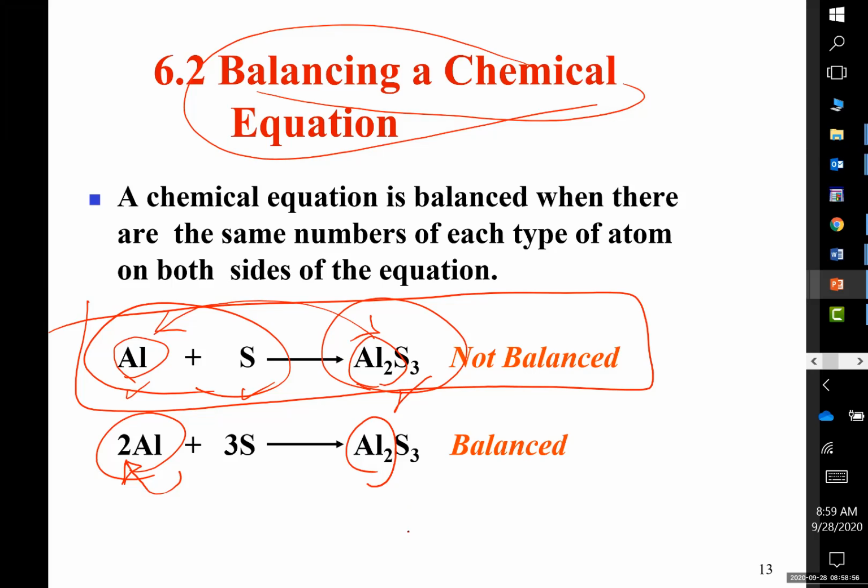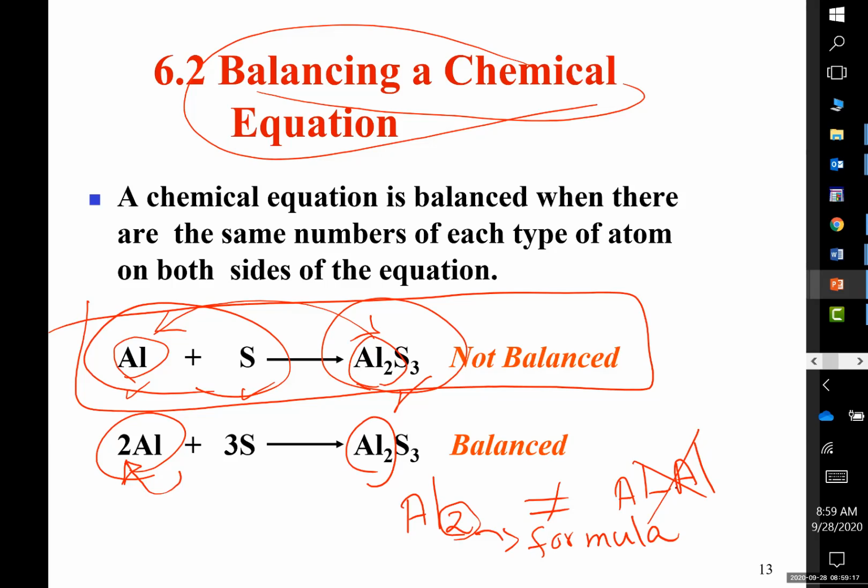I cannot write Al2, but Al2 doesn't exist. That means we don't have a molecule with this structure. So the subscript number shows the formula. We never change that. Coefficients are always on the left-hand side of an atom. So by placing a 2 on the left-hand side of Al, I have balanced the number of aluminum on both sides.